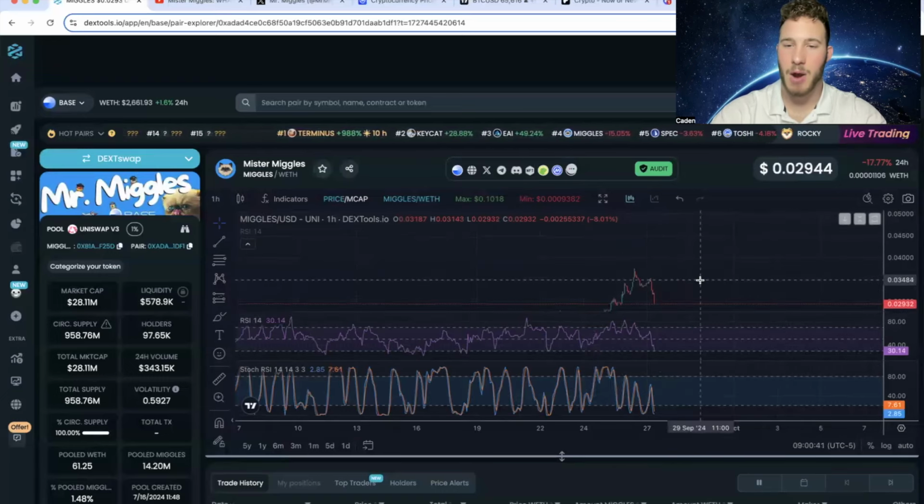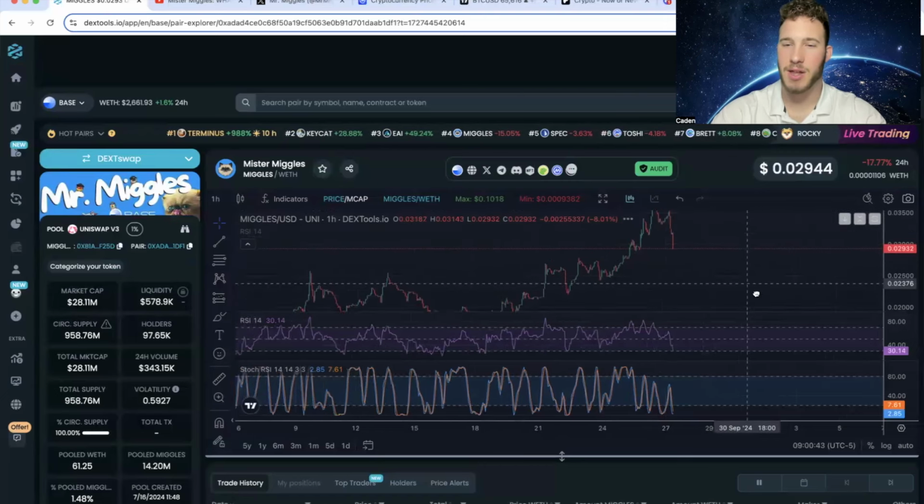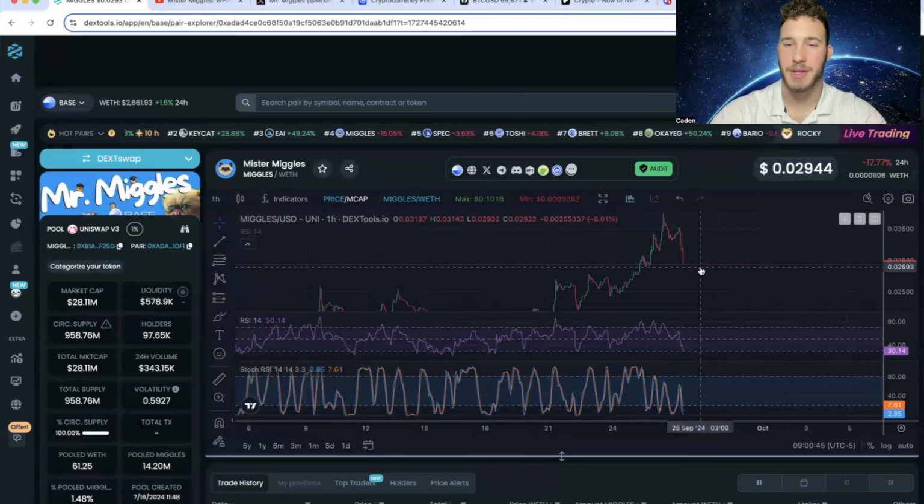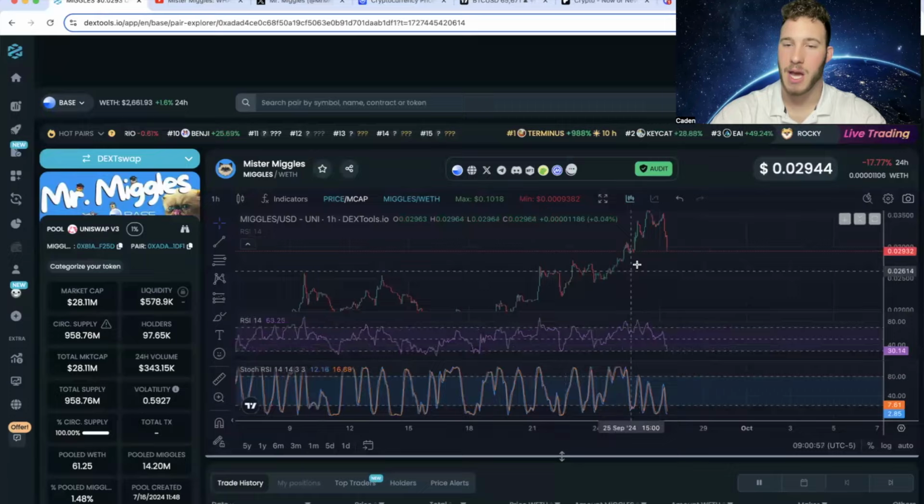Simply just looking at the hourly time frame, yes, it's had a little bit of a sell-off, but this is a very natural retracement. Honestly, Miggles has been pumping for like 9 days straight.